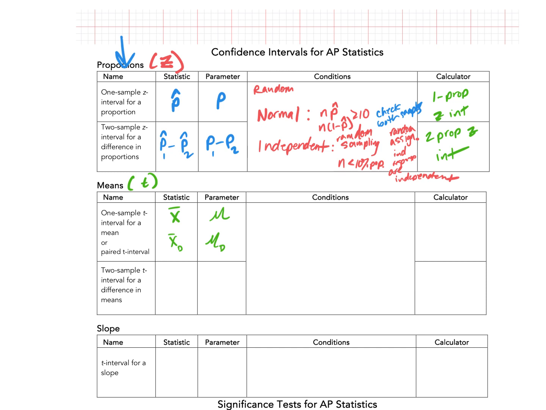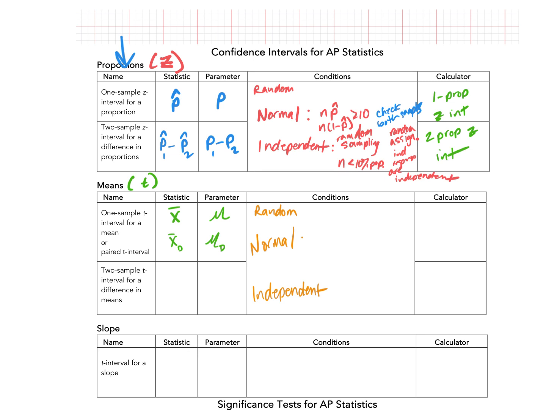Okay, what are those conditions? Random, normal, independent. And the random and independent conditions are checked identically throughout all of these. You either have random sampling and you use the 10% condition for the independence, or you have random assignment of treatments and individual responses to those treatments are independent. Okay? What's the normal condition for means?